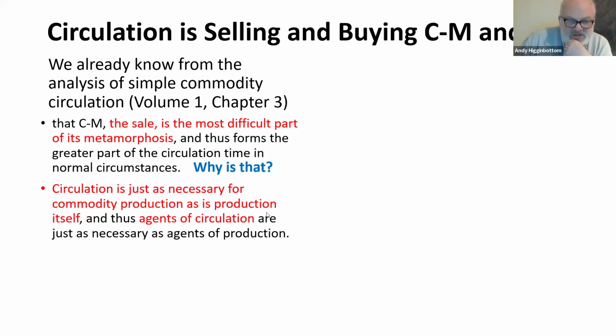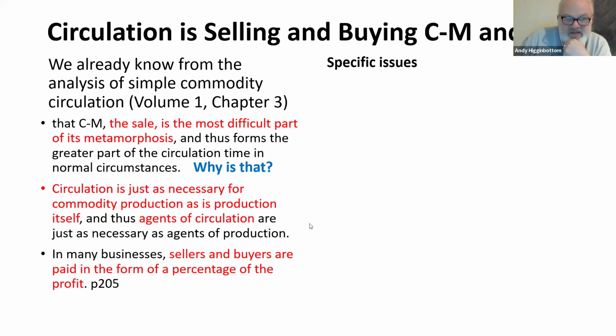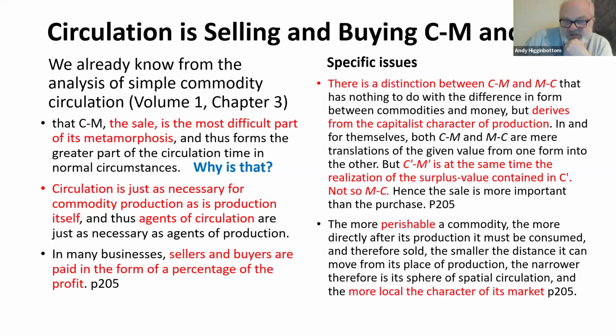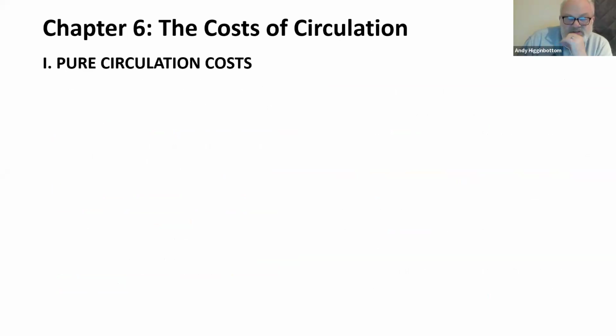But circulation is just as necessary for commodity production as is production itself. And so capital needs to have agents of circulation. It needs people whose job it is to do the buying and to do the selling, okay? There are a whole series of specific issues that he's beginning to anticipate now, what the next chapter is going to be talking about, right? Which is the issues that arise of holding capital in a commodity form before it's actually sold. And that's the next chapter.